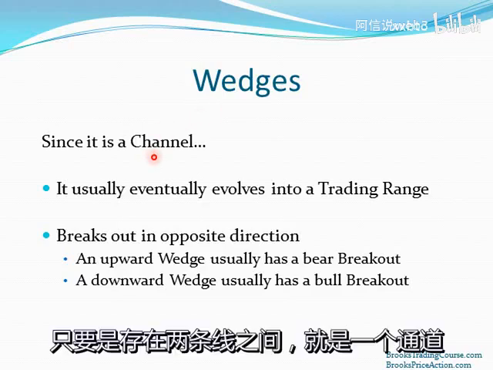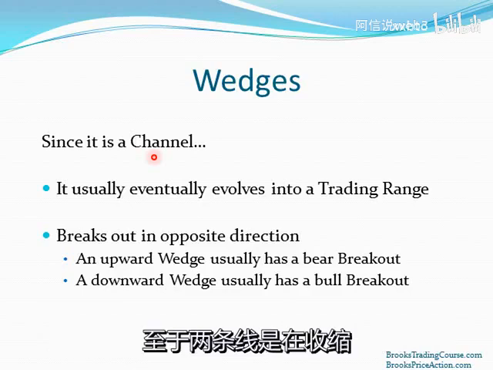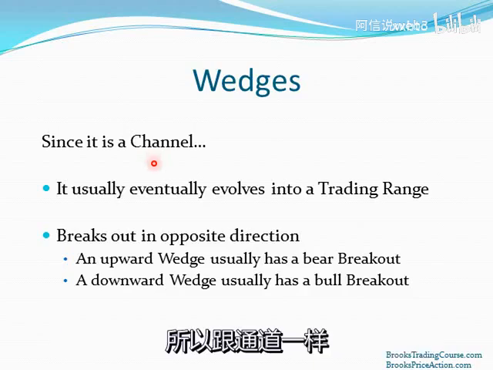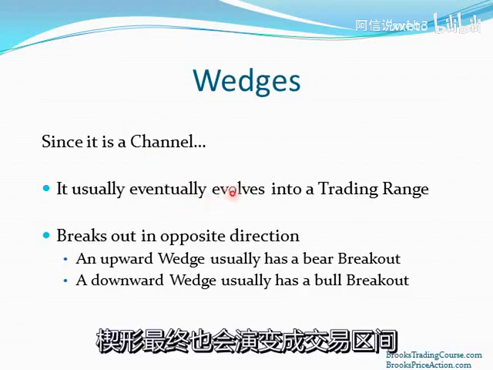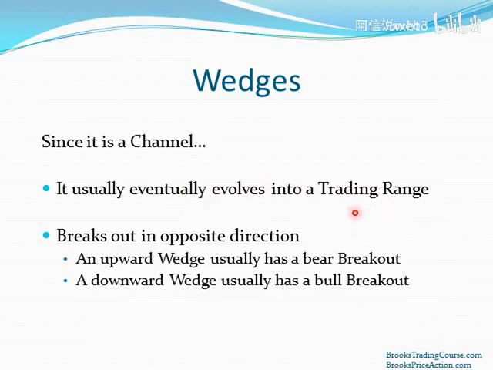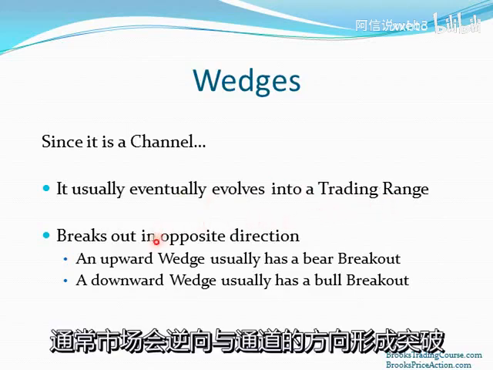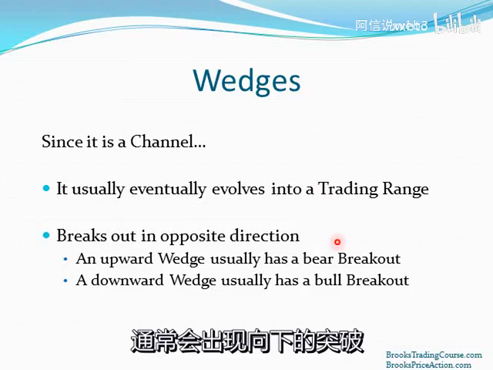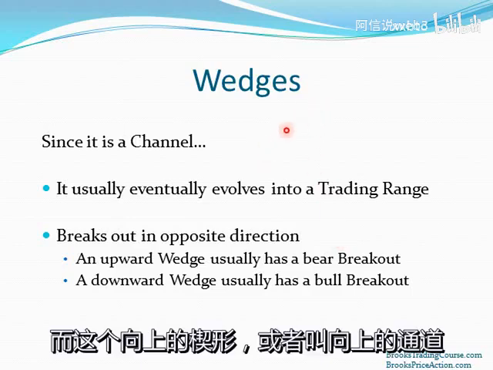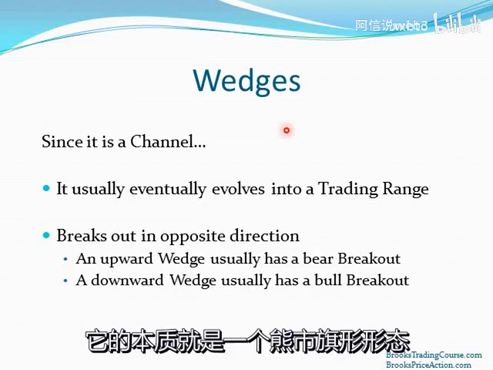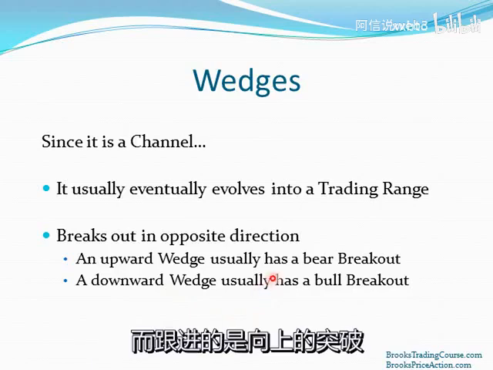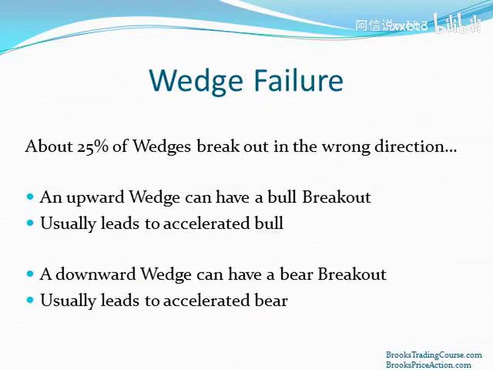Wedges are channels. Anything contained within 2 lines is a channel. It doesn't matter if the lines are converging, if they're parallel or diverging. And like all channels, usually the market will evolve into a trading range. And usually the market breaks out in the opposite direction of the channel. So if it's an upward wedge, it usually has a bear breakout, and the upward channel usually functions as a bear flag, even if it's in a bull trend. If you have a downward wedge, it usually behaves like a bull flag and has a bull breakout.